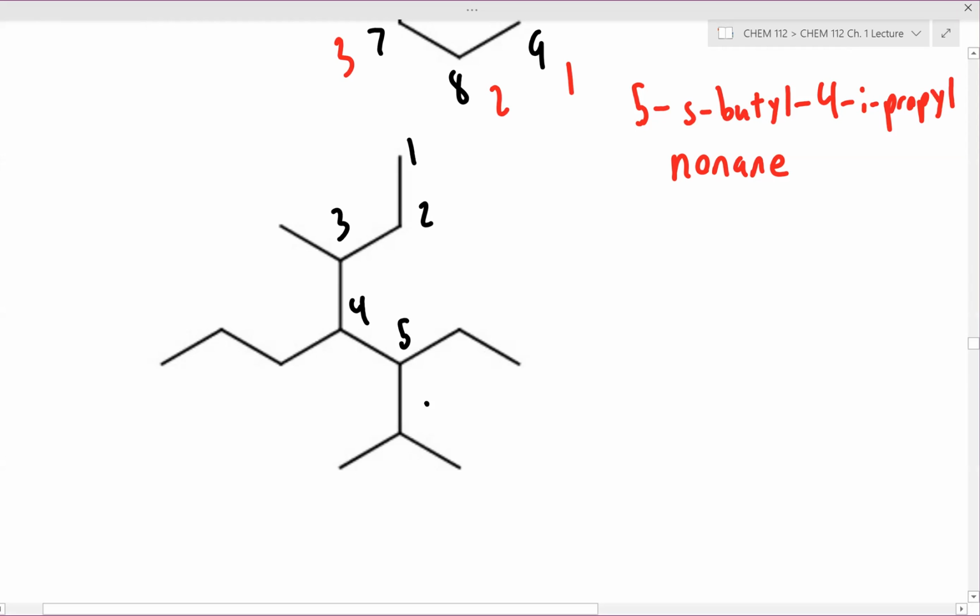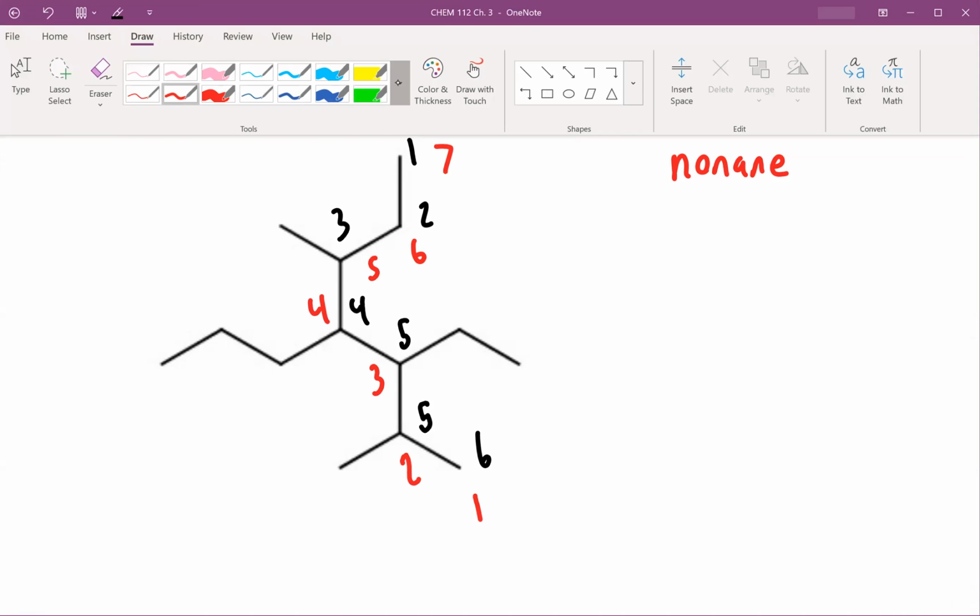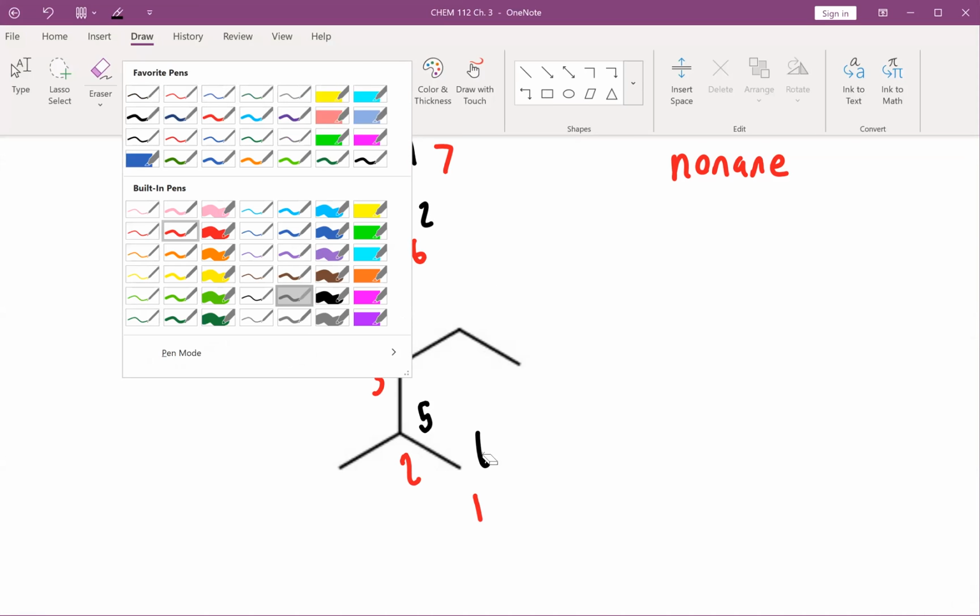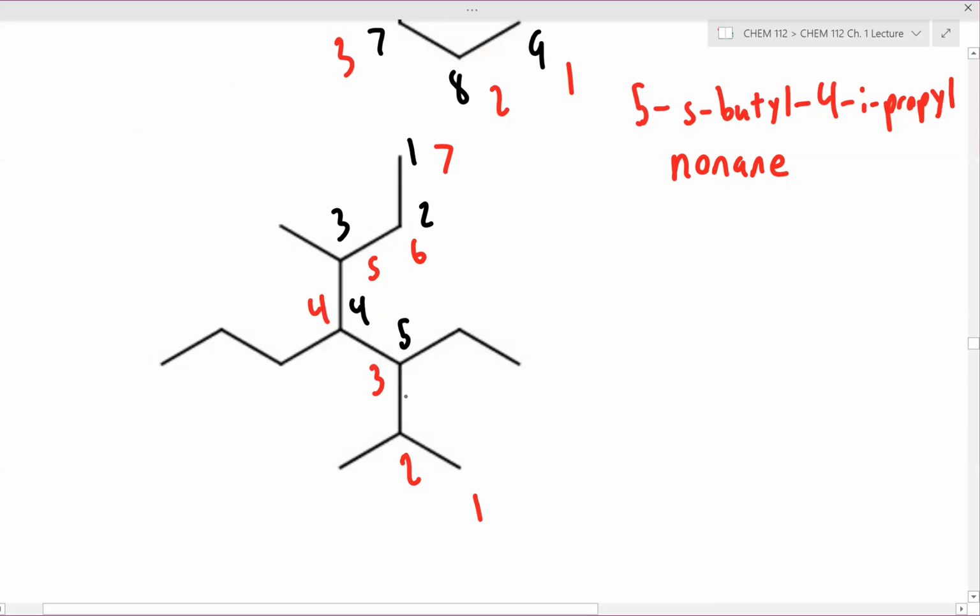Down. So we have 5, 6. Let's also show the alternative counting method in red. 1, 2, 3, 4, 5, 6, 7. Wait. Oh, that's why I repeated carbon 5 for some reason. It's getting late. My apologies. Okay, here we go. Now, which counting method gives us the smallest set of numbers? The counting method in black or the numbering method in red?